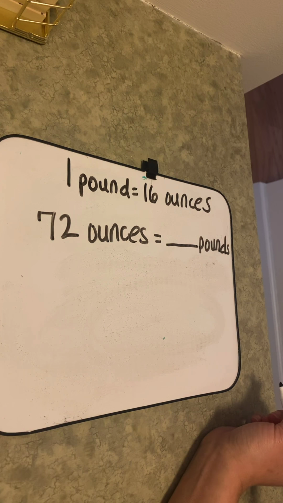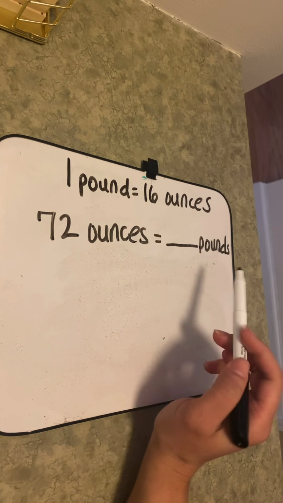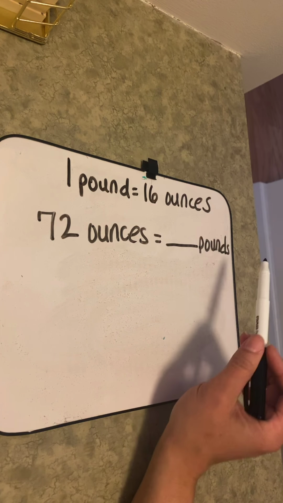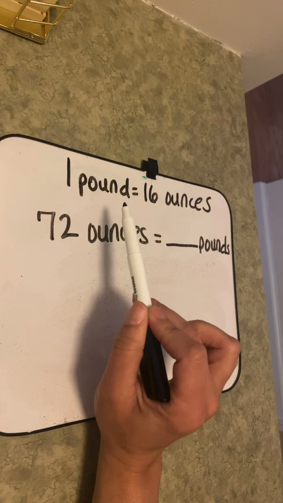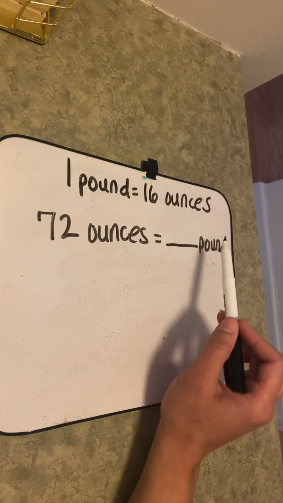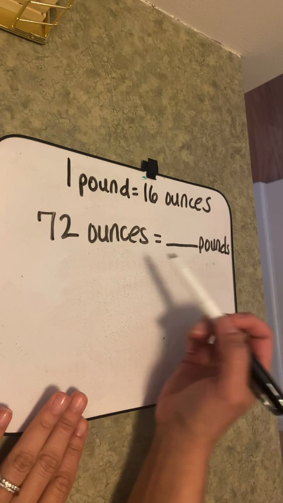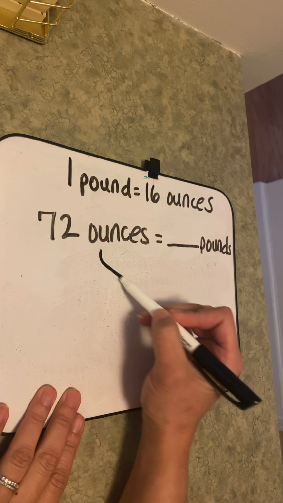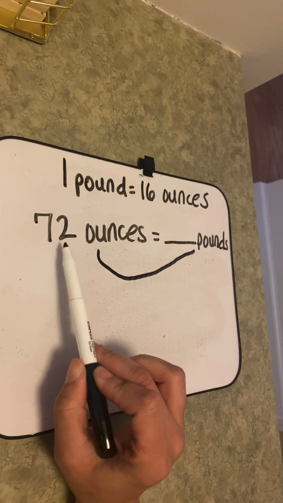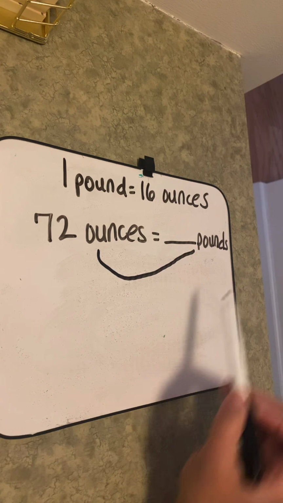We're going to work on two examples together to help you. Today we're going to continue with pounds and ounces. As you remember from yesterday, ounces are smaller than pounds because for every 1 pound, we have 16 ounces. So that tells us that if you look at today's first example, 72 ounces equals how many pounds?